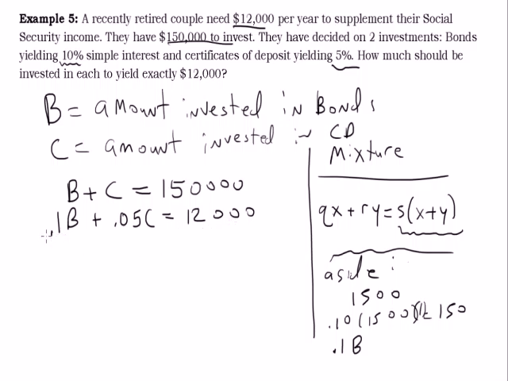This is the amount of interest earned for the bonds. This is the amount of interest earned for the CDs. This is the total amount of interest. Everything in this equation represents the same type of thing, and that's very important in these problems.